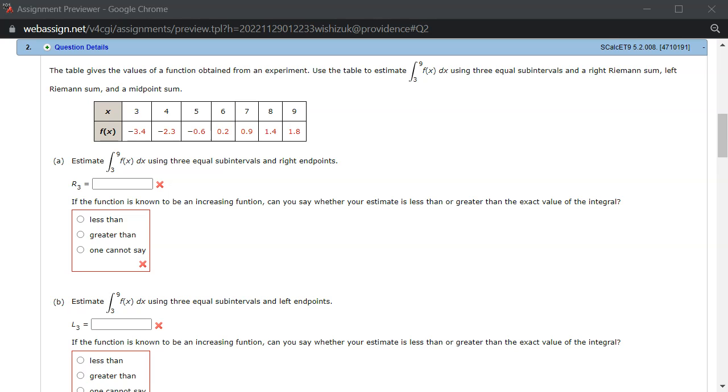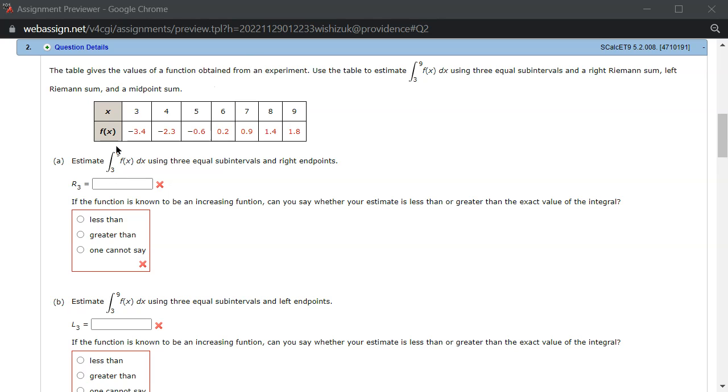All right, let's look at homework 5.2, problem number 2. We have a table of function values given, and for part A, we want to find R3. So it's going from 3 to 9, so the interval has a length of 6, and you divide by 3, so delta x is going to be 2, right?